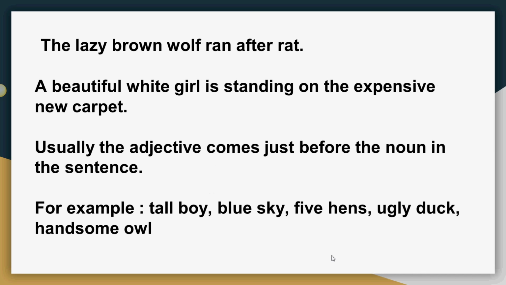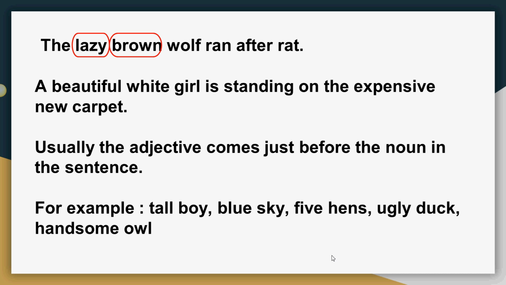Okay. In the first sentence, the lazy brown wolf ran after a rat. Lazy, brown. Right? In this sentence, lazy and brown are the adjectives. How? Because they are describing wolf. Wolf is a noun in this sentence. And lazy and brown are the words that are used before the noun and that are describing more qualities or features of the noun. So these are the describing words which are describing the qualities of a noun. I hope you understand it.